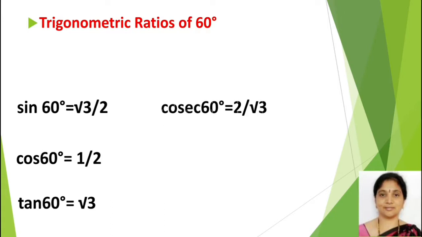Now we can write cosecant 60 degrees, that is 2 by root 3. Secant 60 degrees is 2 by 1, that is nothing but 2. And tan 60 degrees is root 3, therefore cot 60 degrees is 1 by root 3. Like this we have to write the values.